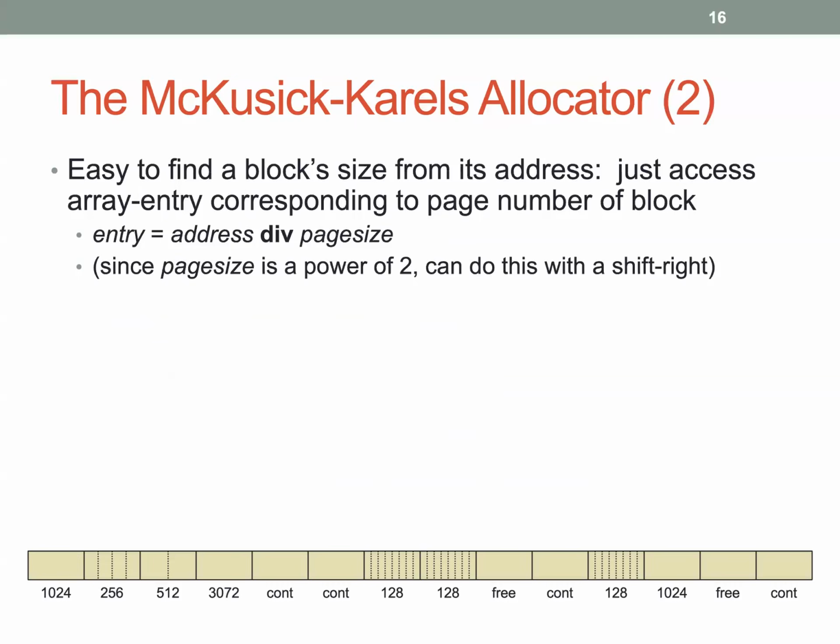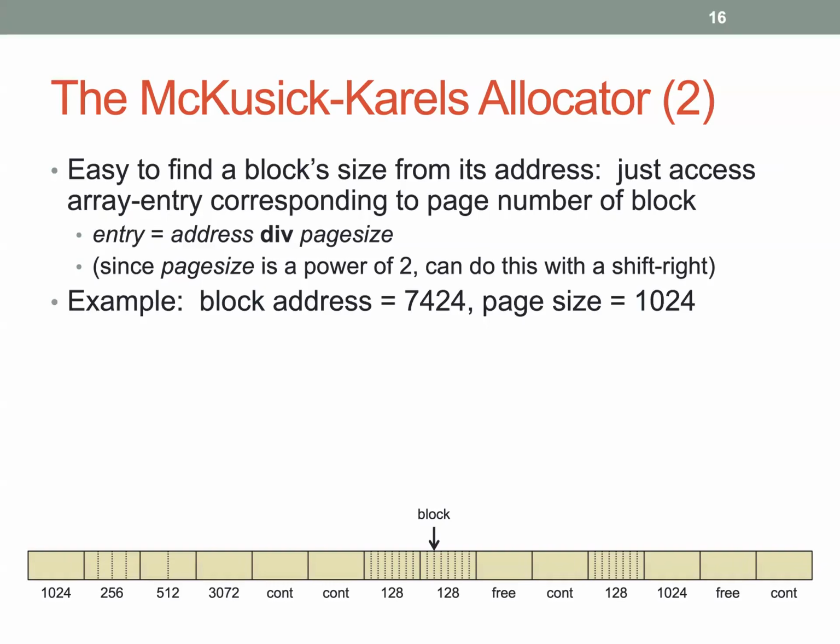Now, if you want to get really specific, like if you were building this, it would be address minus the start of this pool, right? You have to do that because your array is going to be indexed from 0. So address minus pool start, that quantity divided by page size will give you the block size.